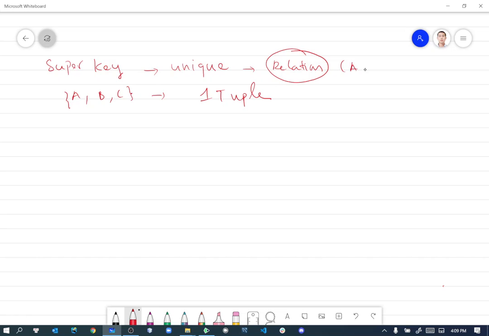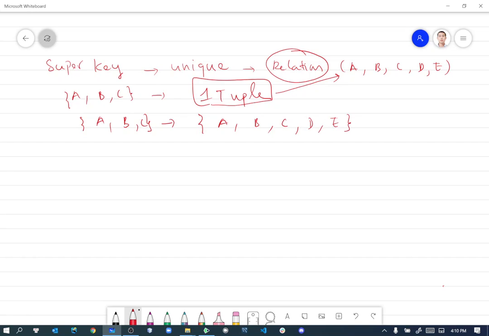Let's say a relation consisting of A, B, C, D, and E. So it also means that A, B, C determines, because there is one tuple, and one tuple means all the attributes. It also means that A, B, C determine A, then determine B, determine C, determine D, and determine E. So that one is a super key.